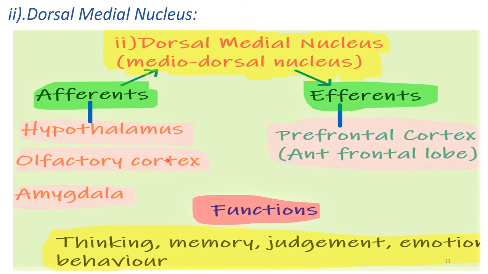Now keep in mind that almost all the sensations relay in the thalamus except the olfactory sensations, but the olfactory cortex does give afferents to the dorsomedial nucleus. So it's a very important component associated with thinking, memory, judgment, emotions and behavior. I again repeat, the prefrontal cortex along with the dorsomedial nucleus plays a very important role in the behavior of a person, especially as far as thinking, memory, judgment and emotion are concerned. That is the reason it receives impulses from the amygdala, which is part of the limbic system, the hypothalamus, again part of the limbic system, and also from the prefrontal cortex and the olfactory cortex.